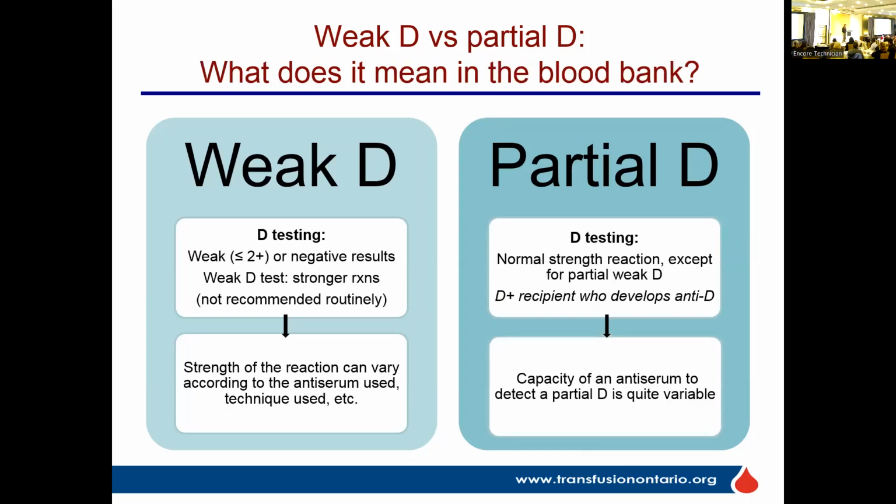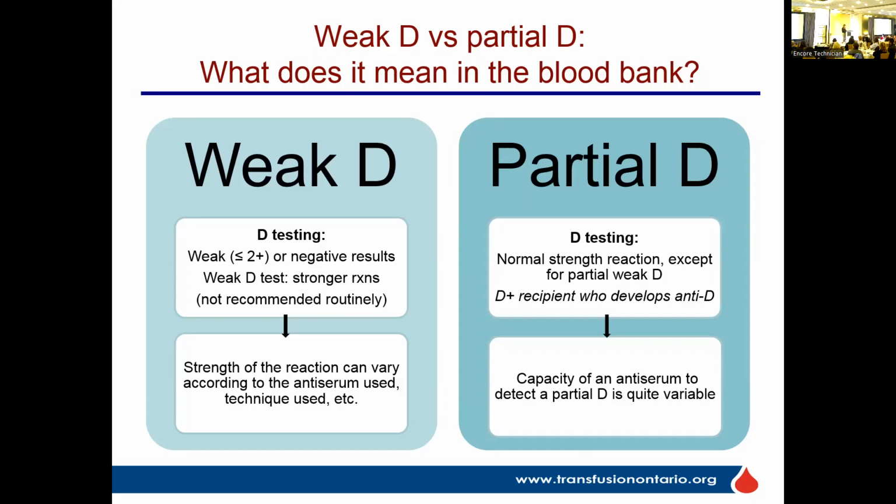So how do we recognize them in the blood bank? Typically, weak D will present with a weak reaction. We grade the reaction from negative to 4+. We usually consider a positive reaction as 3+ or 4+, and those who are 2+ and under are considered weak. And we can actually do the weak D test to enhance those reactions, and I will get back to this later, but it's not routinely recommended. But we have to be aware that the strength of reaction can vary according to the anti-D reagent you're using or the technique you're using. For example, if you're using a gel column technique, it's more sensitive than the tube testing.